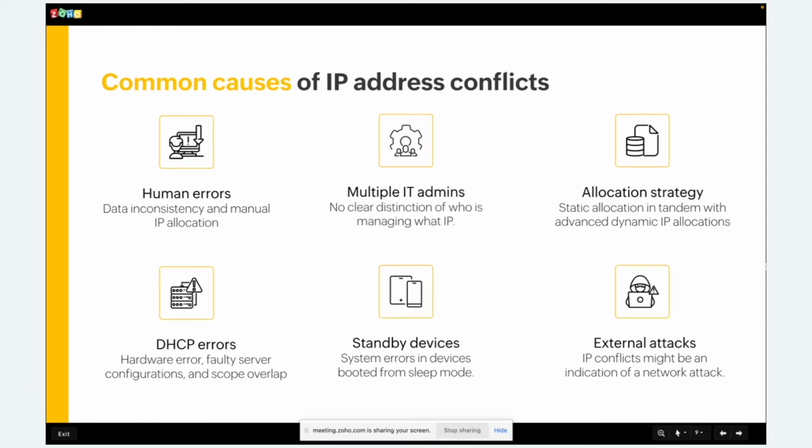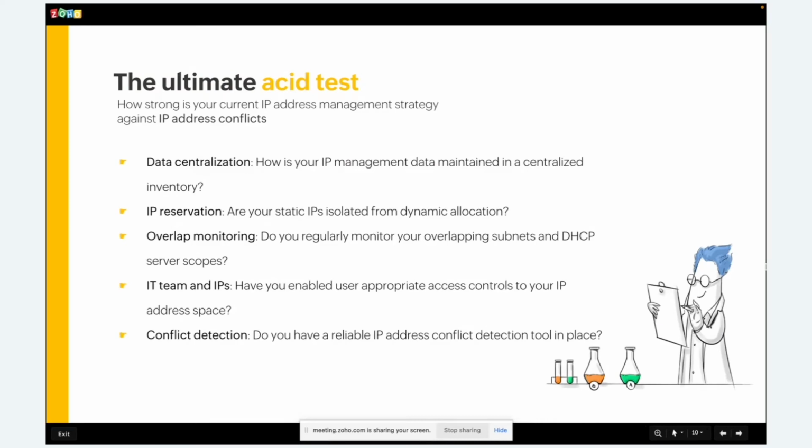Now comes a little exercise for you and for my team as well. We'll be having a little acid test. I'd encourage you to think of the IPAM strategy that you are currently using in your network. You may have a vague figure of what your IPAM strategy is, or even a pretty clear idea. Now try and answer these questions with me. 1, is the data in your IPAM centralized? And do you have a centralized inventory to manage all your IPs? That's my first question.